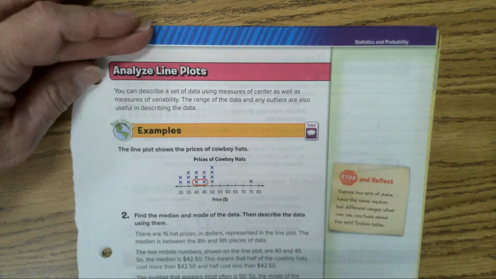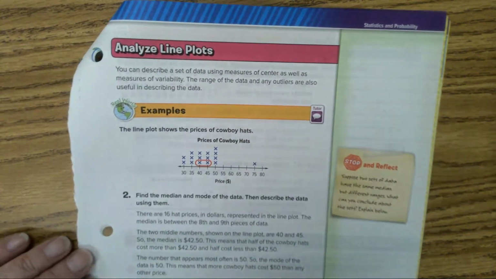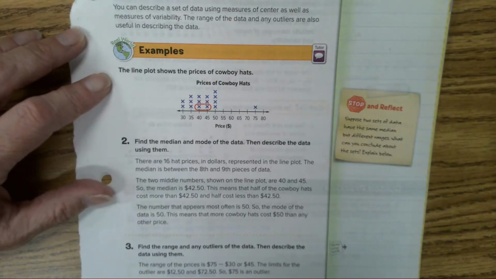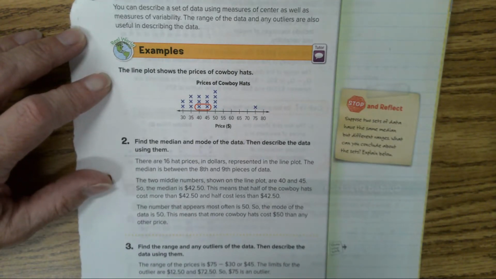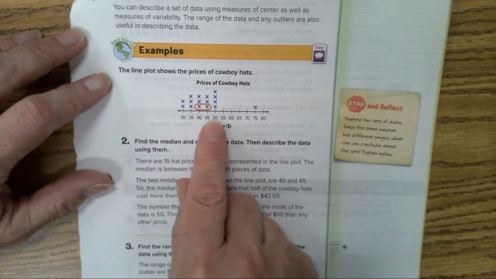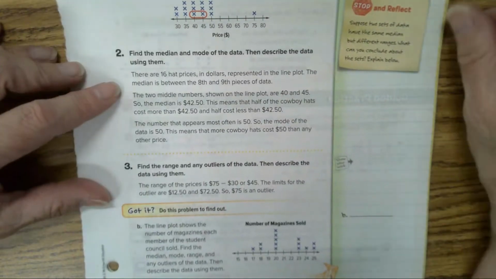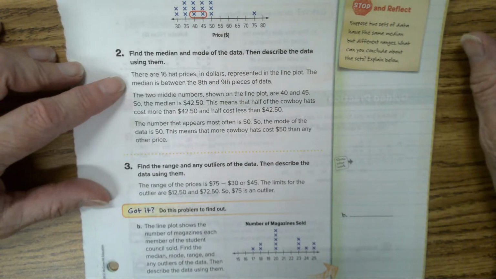Analyzing line plots. Let's go under the example. The line plot shows the prices of cowboy hats, from $30 to $50. Find the median and the mode of the data. Then describe the data using them.